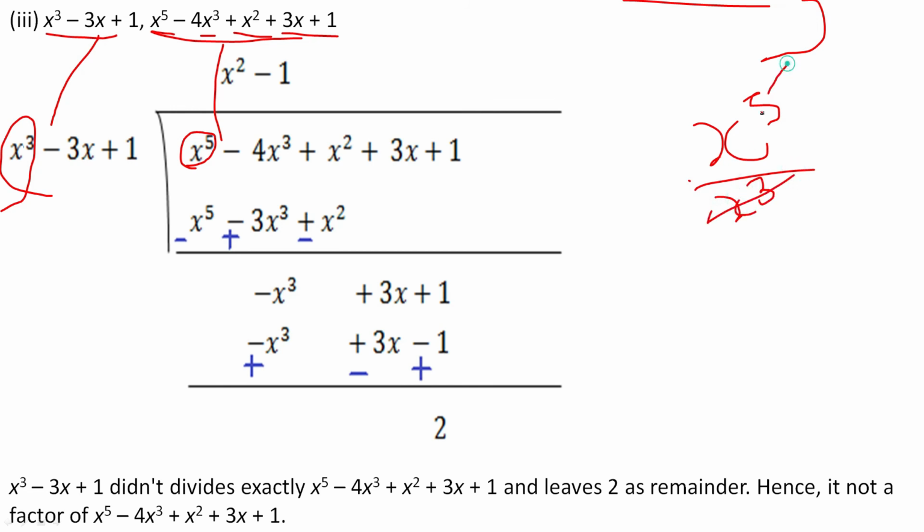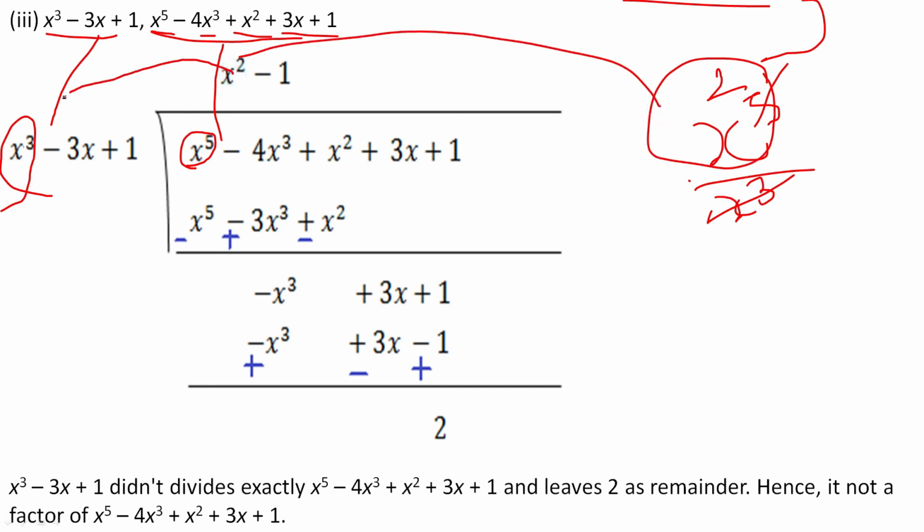x power 3 cut, x power 5 cut, and write 2. So x square, write this x square in the quotient. Same way, x square into x power 3 you will get x power 5. x square into minus 3x you will get minus 3x cube. x square into 1 you will get x square. Changing the sign: minus, plus, minus.